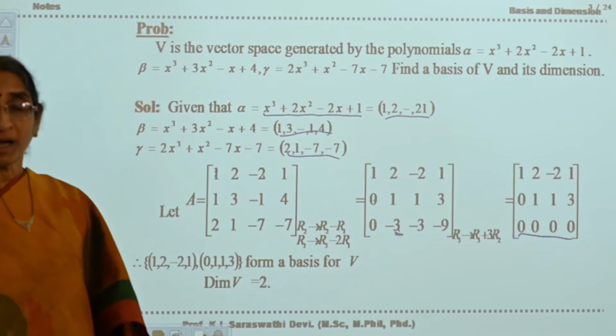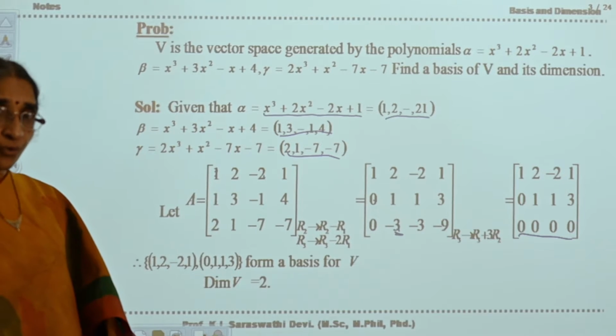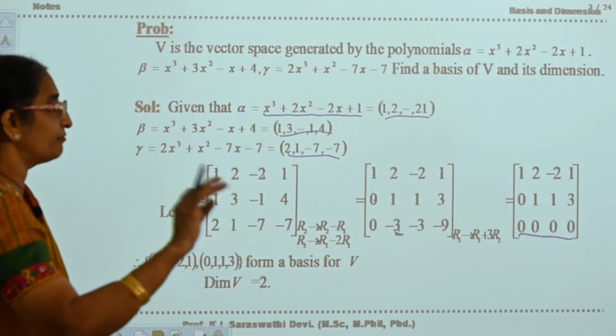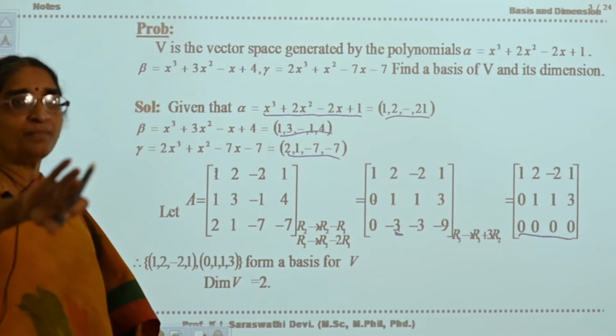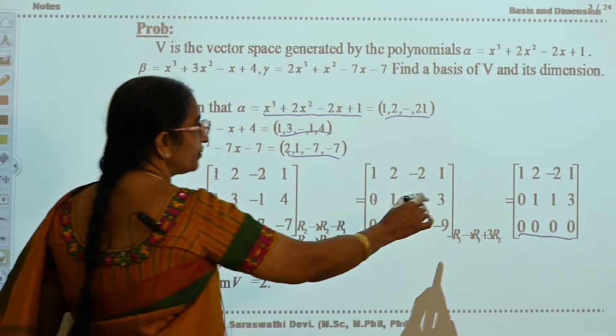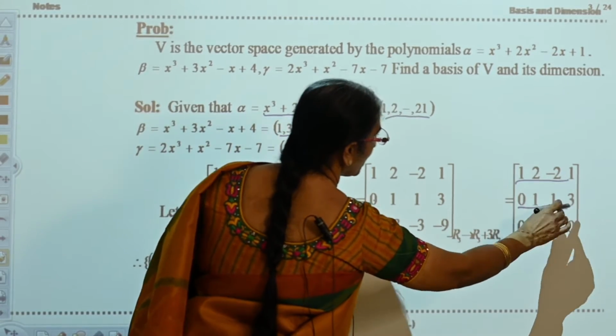The rank of the matrix is the number of non-zero rows. The non-zero rows will be the basis set for V, and the number of elements in that set will be the dimension. Now see here, the non-zero rows are 1, 2, minus 2, 1 and 0, 1, 1, 3.